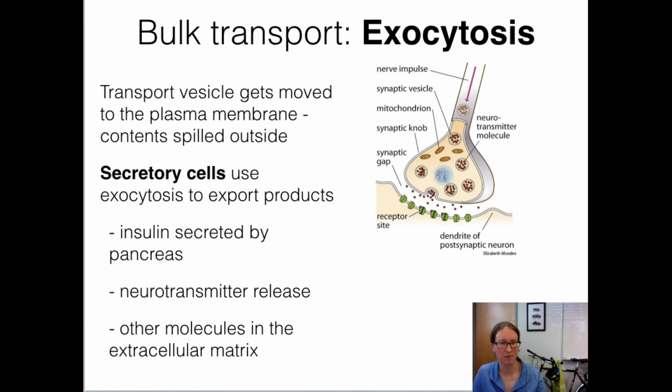So a nerve impulse comes. We've got a bunch of vesicles here that contain a neurotransmitter molecule. When the signal arrives, that triggers these vesicles to fuse with the membrane and dump their contents out into this space in between cells. Okay, and the same can be true of other molecules released into the extracellular space. Okay. So that's exocytosis, so release. I like to think of it as exo sounds like exit. So release of substances through bulk means.